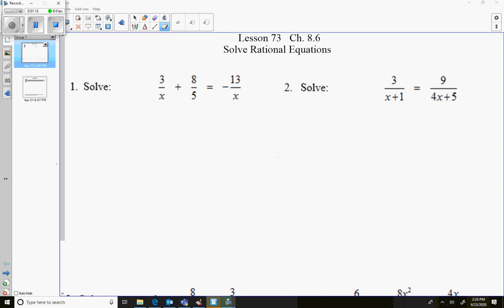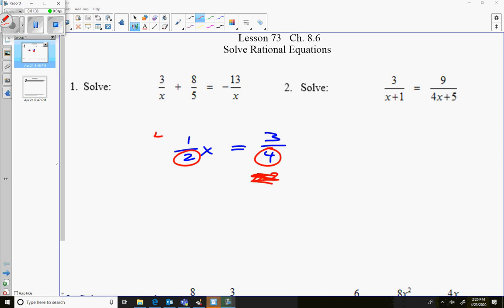Now sometimes you might have something like this. And while you could multiply the 2 times the 4 to get 8, we really did not want to multiply everything by 8, because one of the factors of 4 is 2. So because of that, the 4 took care of the 2. So we didn't want to multiply everything by 8, we just want to multiply everything by 4. That would be the smallest common denominator.